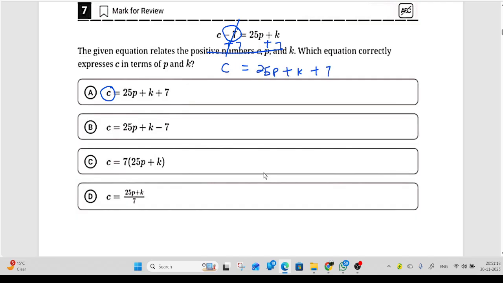I can't add them because they are unlike terms, right? I can only add like terms, k plus 2k, I can add them. This is 3k. But I can't add k plus 7, right? Because they are unlike. The variable should be the same, right? So I'm having this, which is option A.